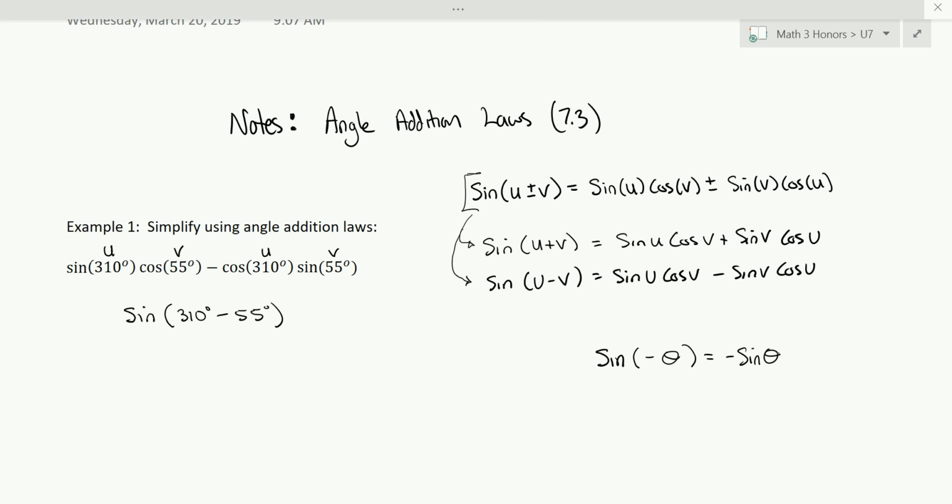And so here's how you tell. It starts with sine. The u goes with sine here, and you don't have the sine here with the v. Whatever sine's with in that first term, that's your u, and whatever cosine's with in that first term is the v. And so you're going to have to go 310 minus 55. If I had sine of 55 first, it doesn't matter the order here, but whatever sine's with is your u, whatever cosine's with is your v in that first term. Yeah.